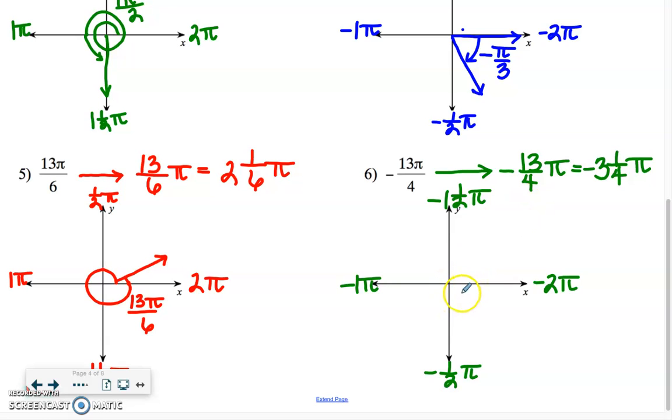All right, the last one is a negative, so we're going to start with downward movement, and we're going down 3 pi and then another fourth. So 3 would be 1 pi, 2 pi, 3 pi, and then another fourth would be halfway to a half, right? Halfway to a half. So there would be your angle for negative 13 pi over 4.